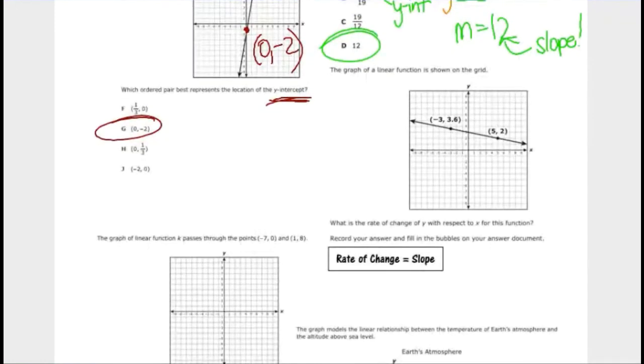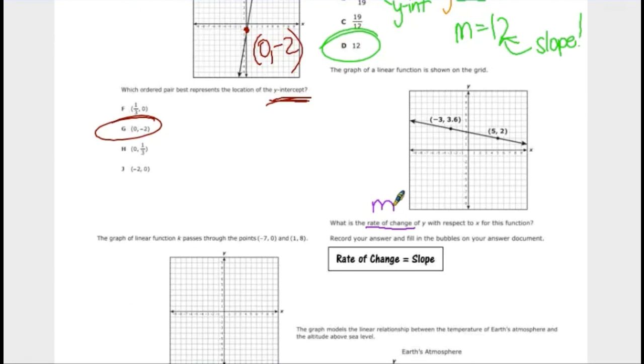Okay, the problem below that is the next one that we're going to do. It says the graph of a linear function is shown on the grid. What is the rate of change? Which that's the same thing as slope, guys, so that's just another word for it. So we're going to put m on top of there. What is the rate of change of y with respect to x for this function? Record your answer and fill in the bubbles on your answer document.